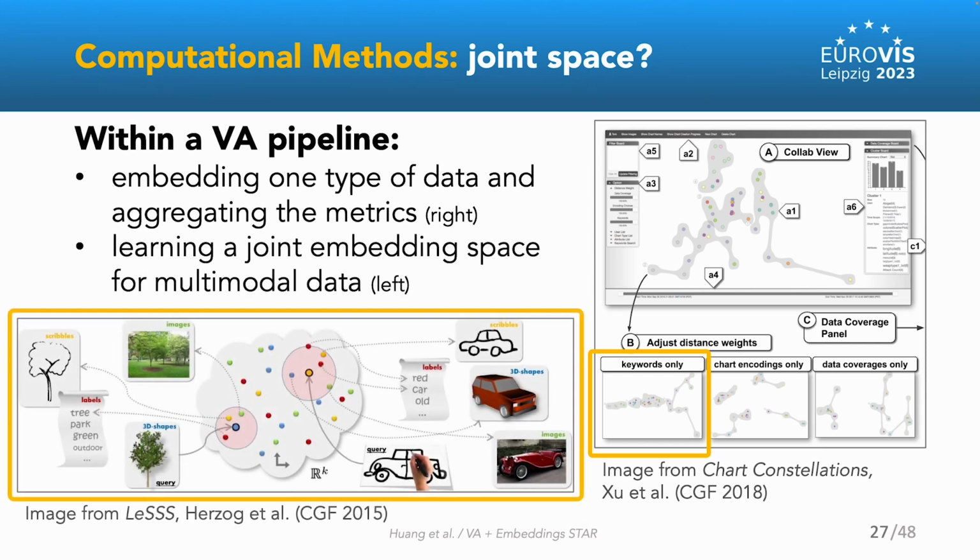On the other hand, a very small set of papers is trying to project all the features, heterogeneous data or multimodal data, into a joint embedding space. The figure on the bottom left is one example that maps image, labels, and 3D shapes into a shared semantic space.